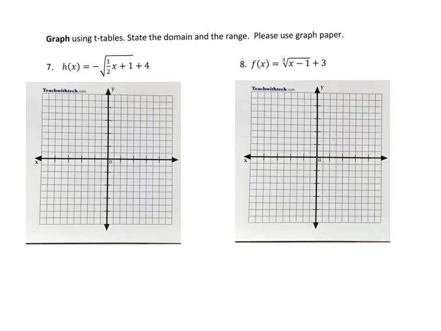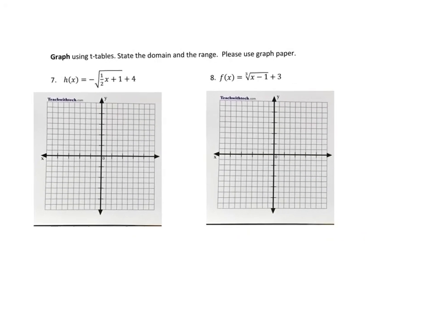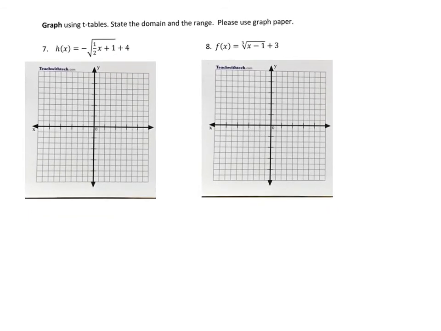So, graph using t-tables. When we're graphing with the table, we're looking to find out where we should start. So 1/2 x plus 1 has to be greater than or equal to 0 because the square root cannot be less than 0. So we'll solve that for our starting point. 1/2 x is greater than or equal to -1. Times it by 2, x is greater than or equal to -2.